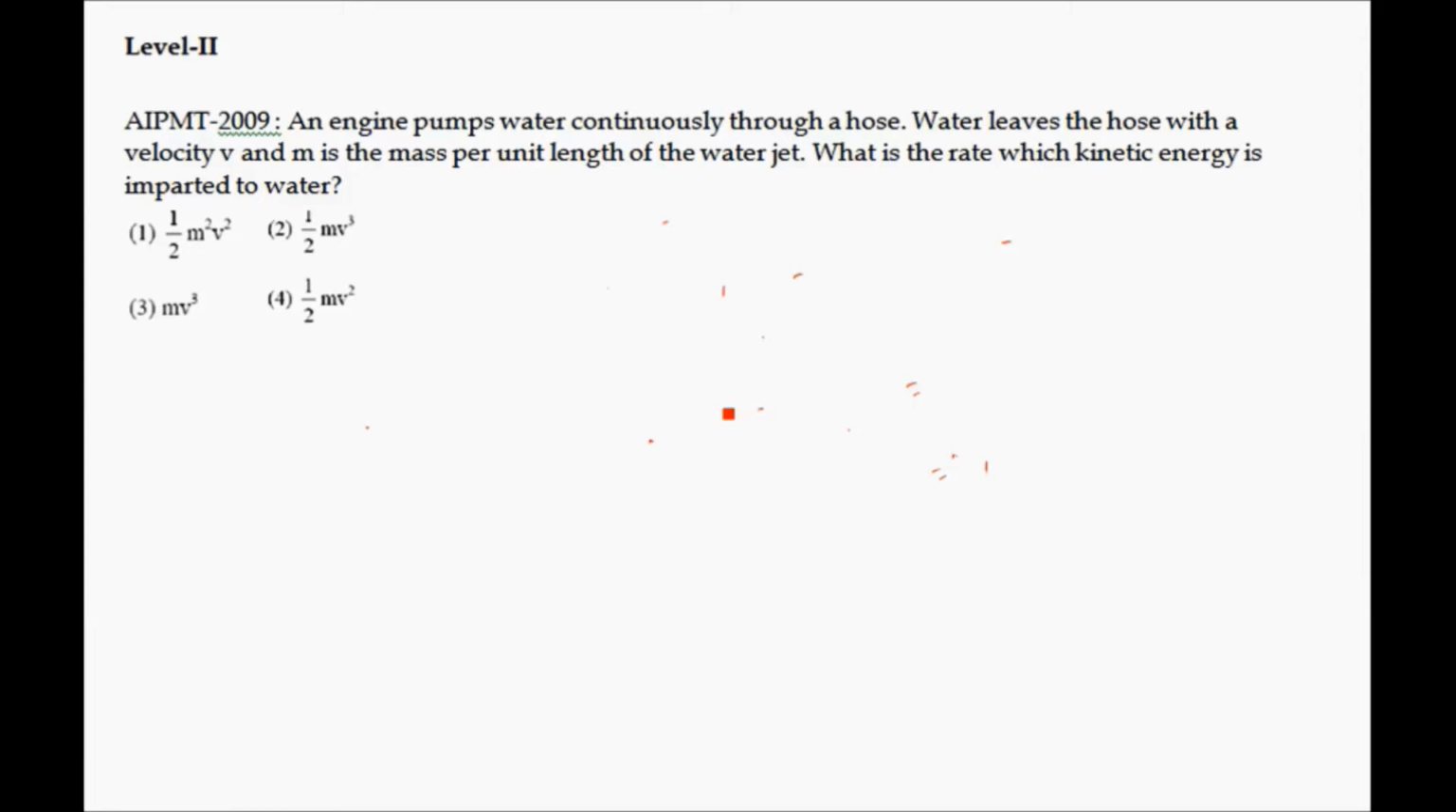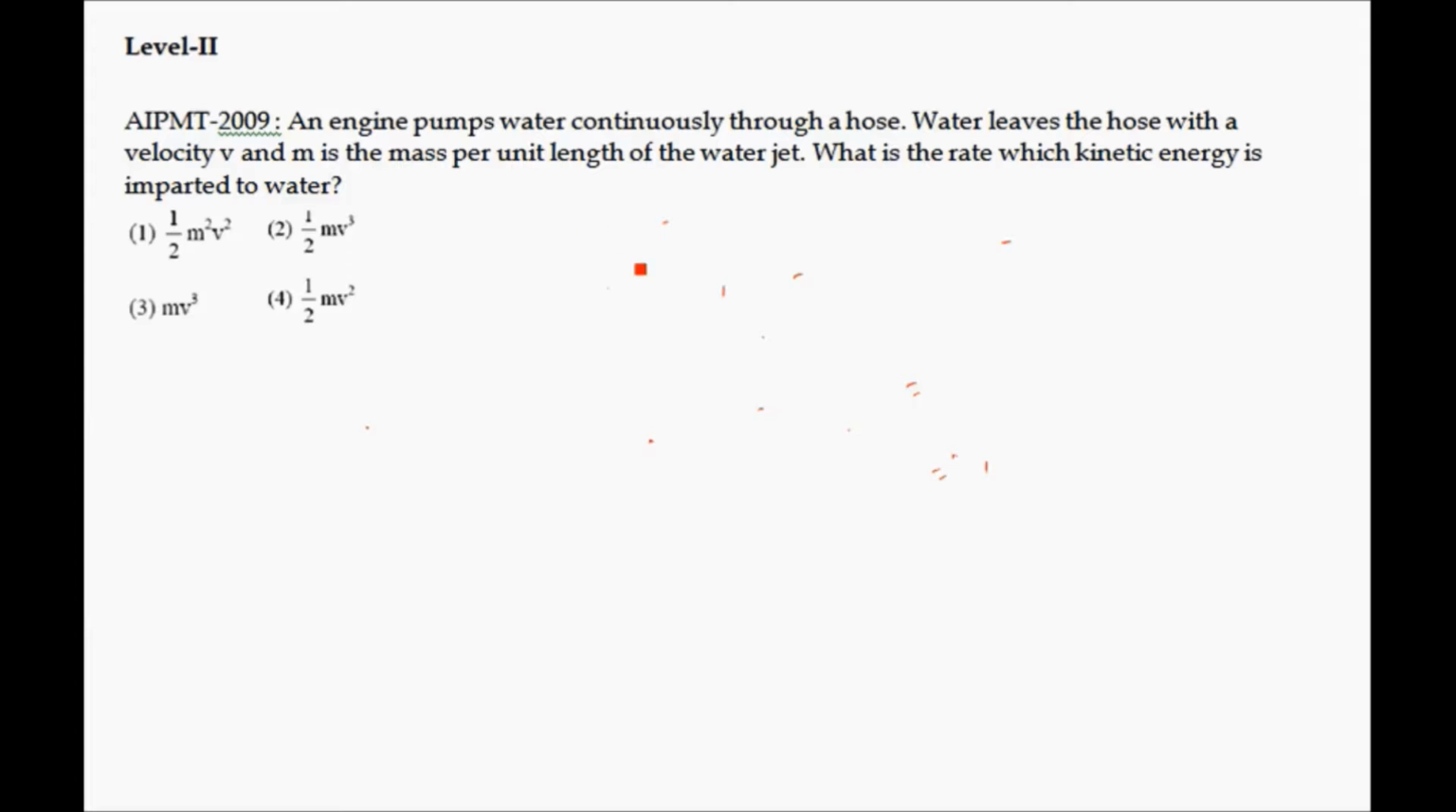First problem I have picked from AIPMT 2009. An engine pumped water continuously through a hose. Water leaves the hose with a velocity v and m is the mass per unit length of the water jet. What is the rate at which kinetic energy is imparted to water?